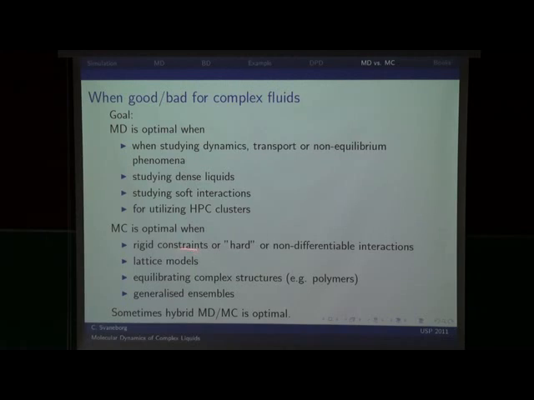If we can make a model that is living on a lattice, this will always be faster to simulate with Monte Carlo simulations. But molecular dynamics is inherently off lattice, because we have the vector of any position of any particle.